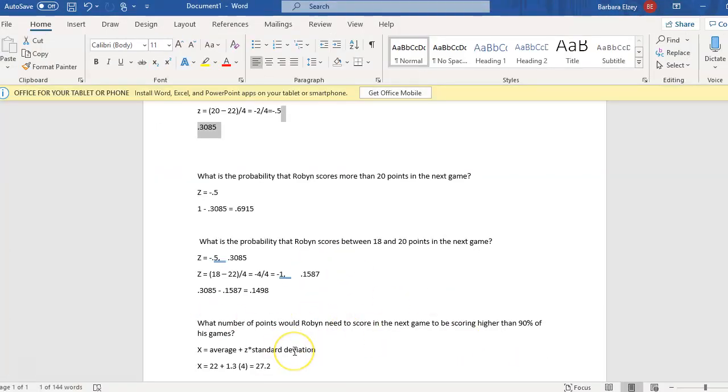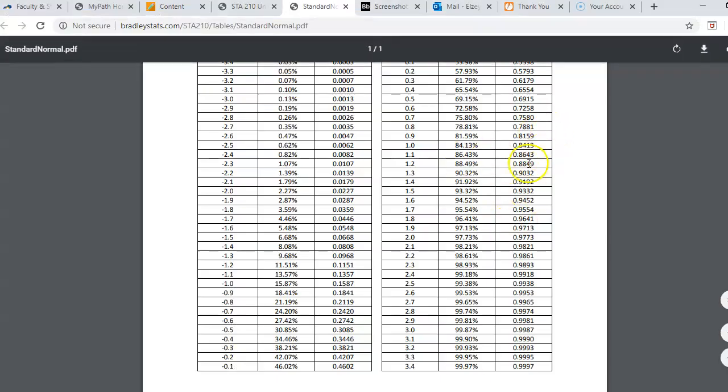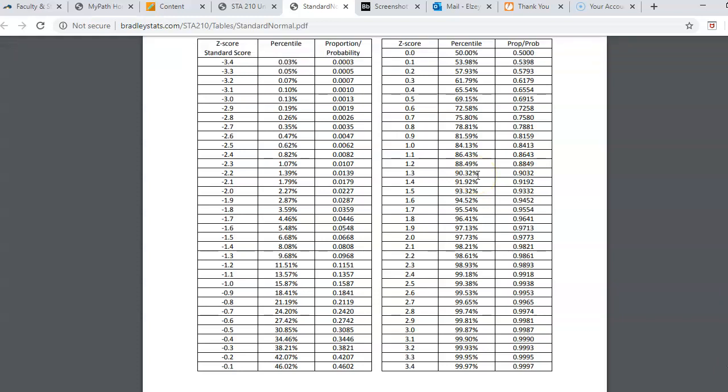We had to look in the body of the table to find the Z-score that corresponded to a 90% or 0.9. And we got 1.3 when we looked it up on the table. And remember that we had to look in the table and just find the closest value to 0.90 or 90% that we could find. Well, our Excel will actually be more accurate because it will give us the Z-score that goes with exactly 90% rather than the Z-score that goes with 90.32%.